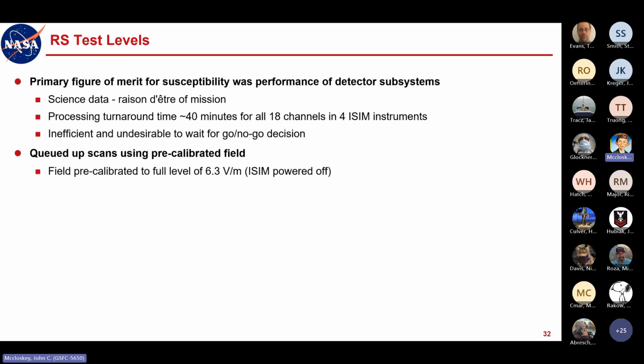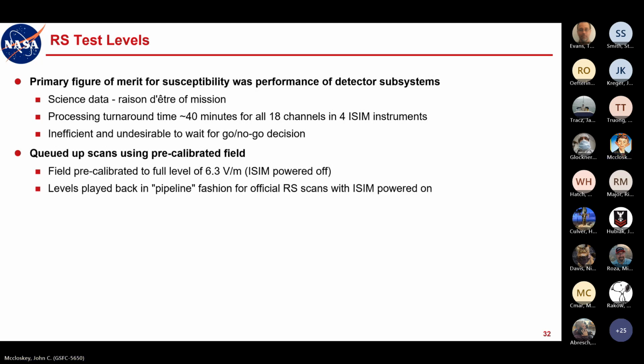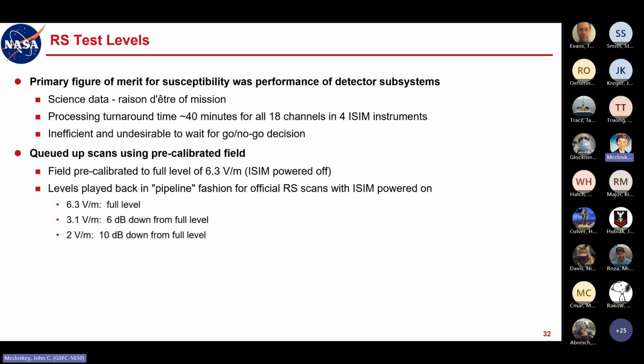So we pre-calibrated to the full level of 6.3 volts per meter. And then the levels were just played back in a pipeline fashion for the official RS scans with ISOM powered on. So we applied the full level, and then while the team was taking their 40 minutes to process the data to determine whether we have a susceptibility or not, we'd go to the next level, 6 dB down from the full level, and then go 10 dB down if necessary. By that point, they generally had the results from the first scan.